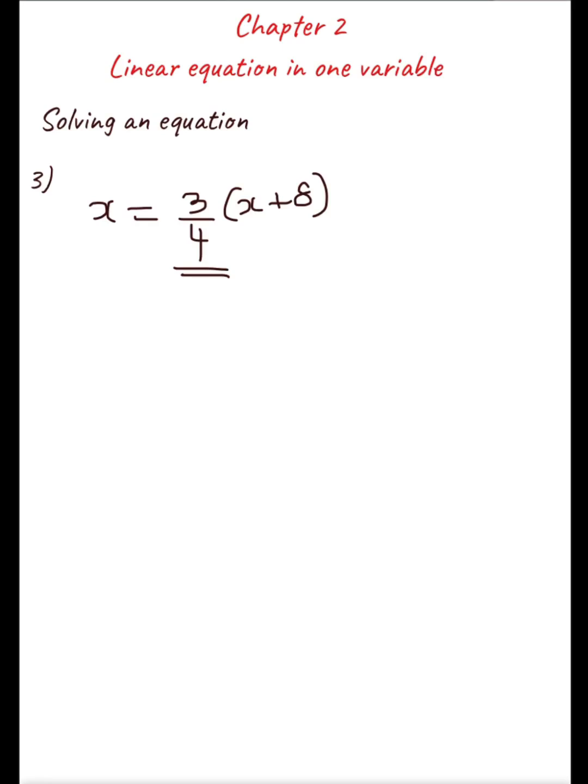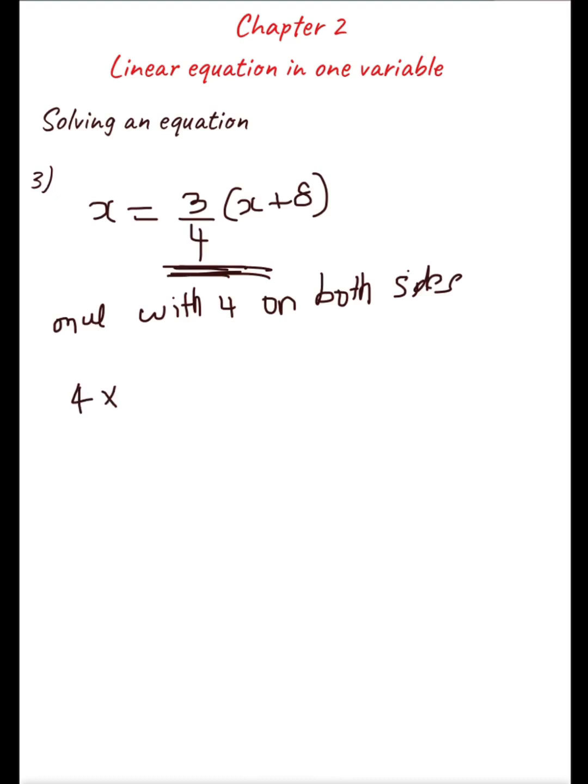So what do you have to do for such cases? If denominators are present in the equation, first remove them, and then you will be able to solve it easily. To remove this 4, you have to multiply both sides of the equation with that particular denominator, that is, multiply with 4 on both sides. That means 4 into x, and similarly here also 4 into 3 by 4 into x plus 8.